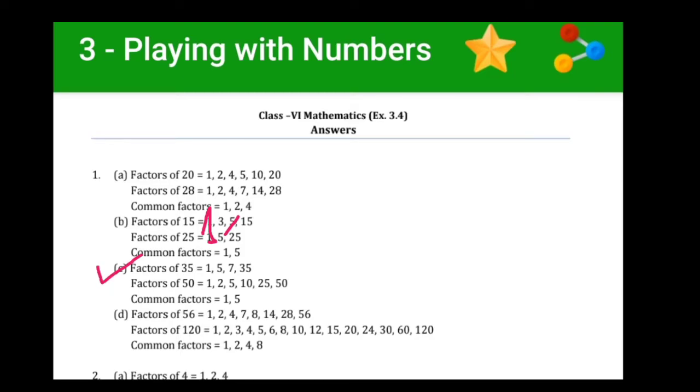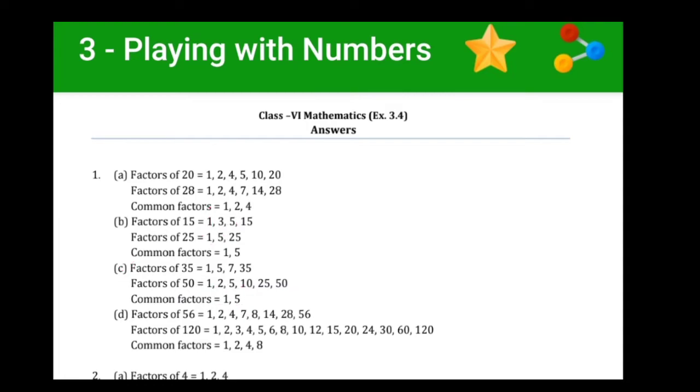Now afterward, factors of 35 and factors of 50. Here 1, 5, 7 and 35. 1 and 35 are already factors, and it is also divisible by 5 and 7. Afterward factors of 50. 1 and 50 are both factors, and it is divisible by 2, 5, 10 and 25. So the common factors in both numbers are 1 and 5.